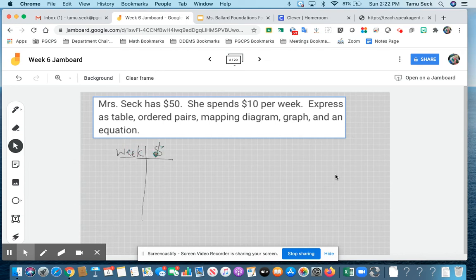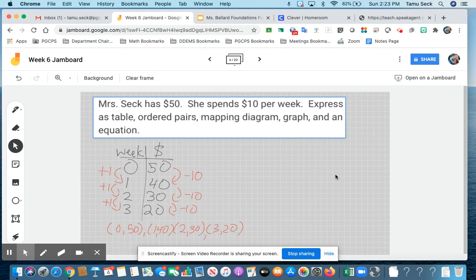On week 0, Ms. Sec has $50, and then she spends $10 per week. So on week 1, I have $40, week 2, $30, week 3, $20. The weeks are increasing by 1, but the money is decreasing by 10. As ordered pairs, this is (0, 50), (1, 40), (2, 30), and (3, 20).